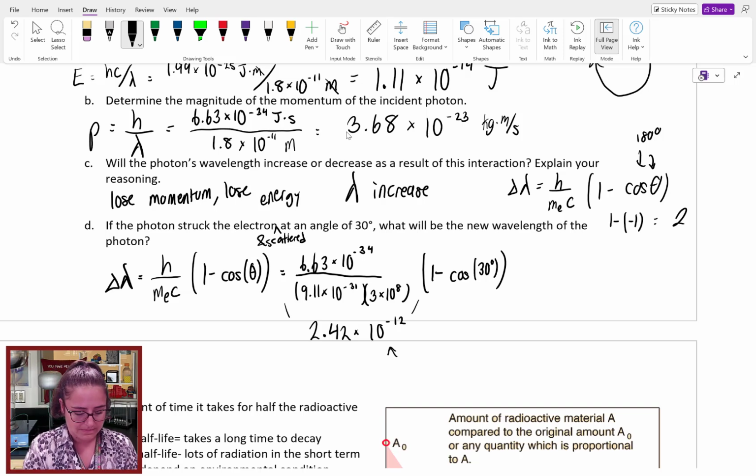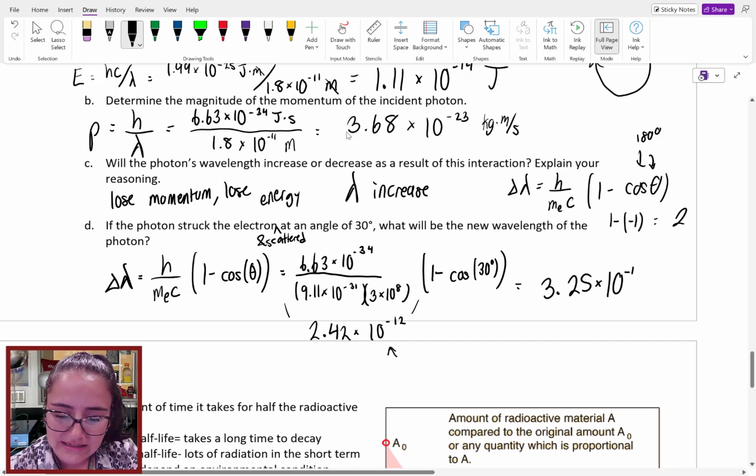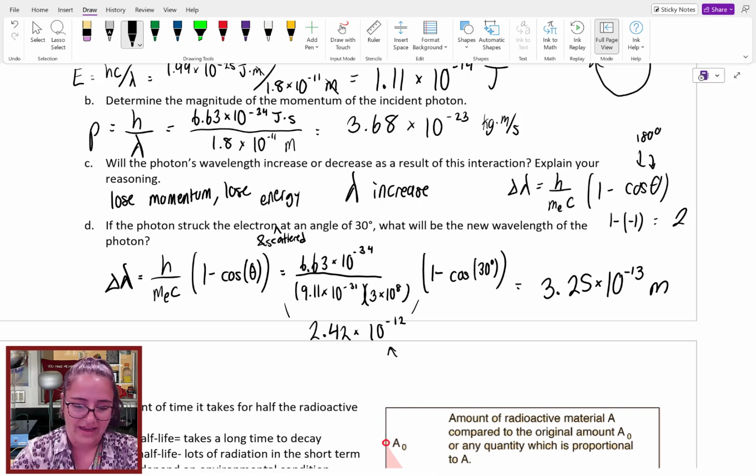But we times that by 1 minus cosine of that 30 degrees, and we get 3.25 times 10 to the negative 13. And since it's our wavelength, we know that's going to be meters, because those were what our units were in. But remember, that is the change in the wavelength.